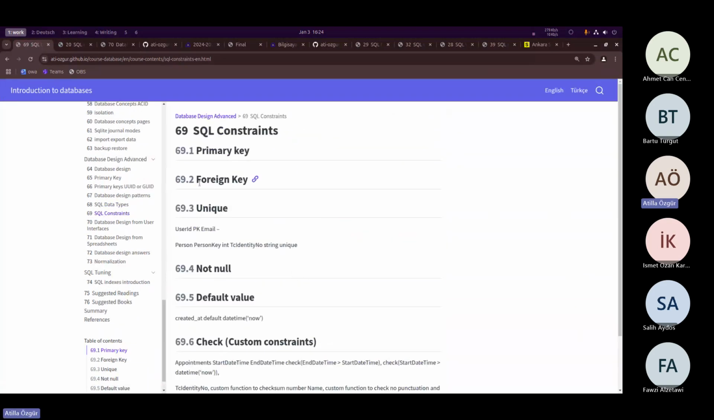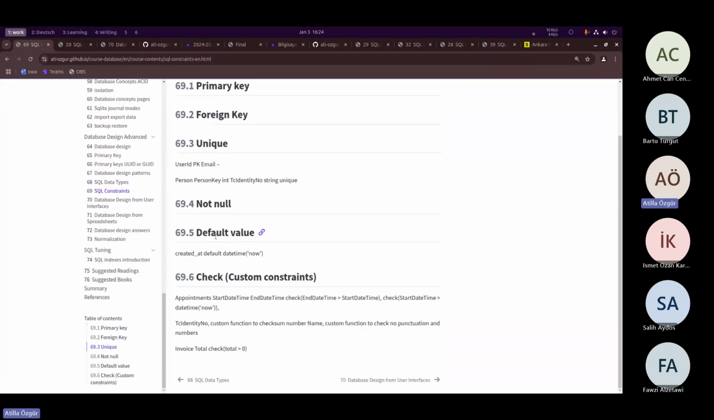We have talked about SQL constraints: primary key, foreign key, unique, not null, and default value constraints. Not null and default value will be important when you are giving me your database design answer, especially not null. Most of the time, default values cannot be decided, but not null should be possible.